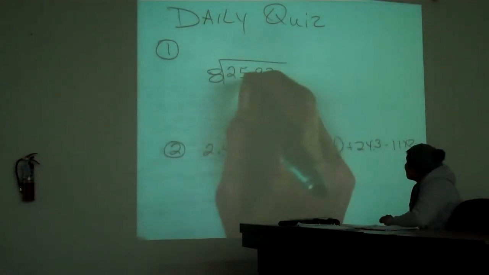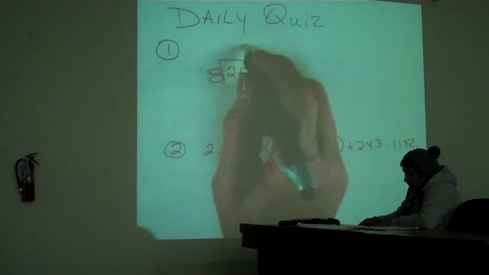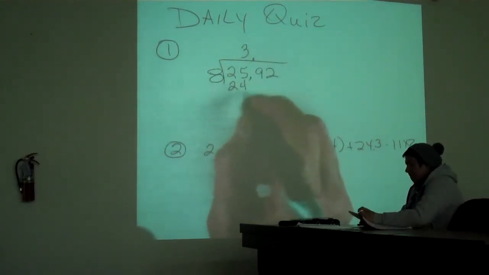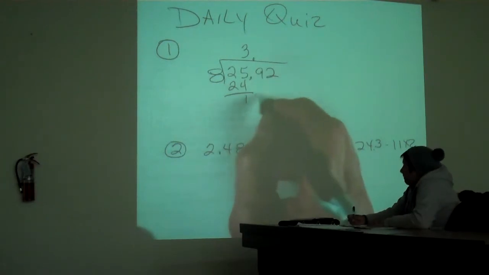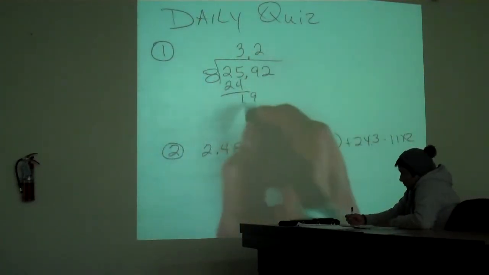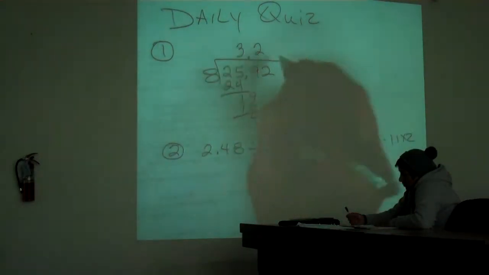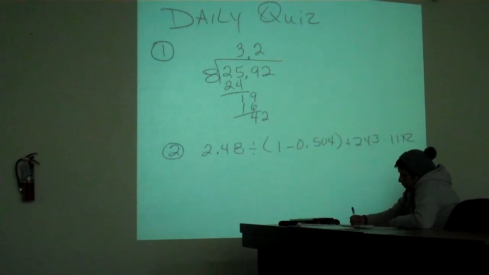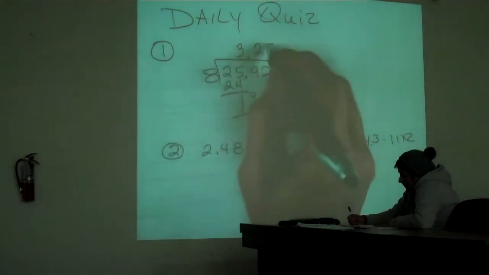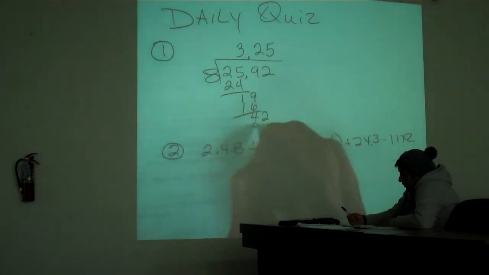Then bring that decimal up. 8 into 25, 3. And then bring the 9 down. 8 into 19. And 16, 8 into 42. 5 times 8 is 40.